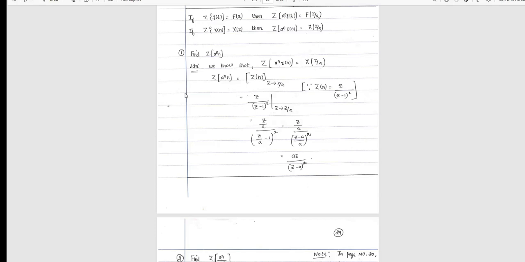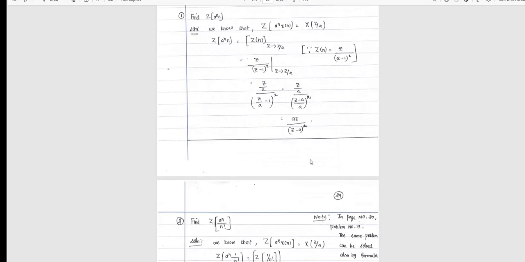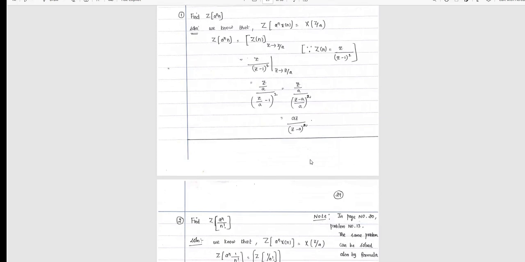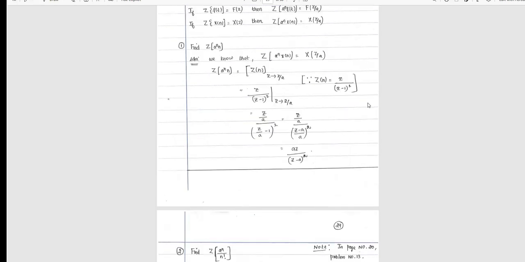We need to find the z transform of a to the power n into n. We have done this formula already also. This one I'm telling you here.